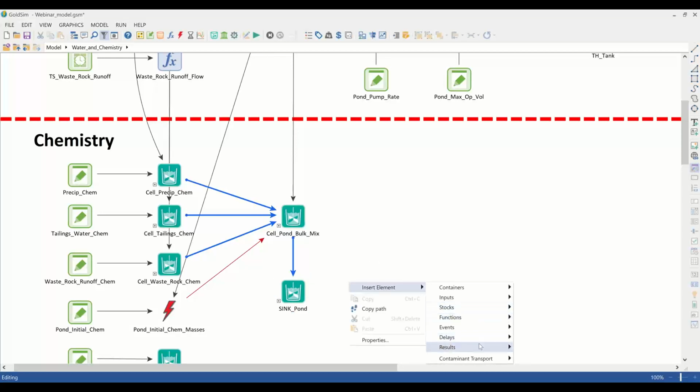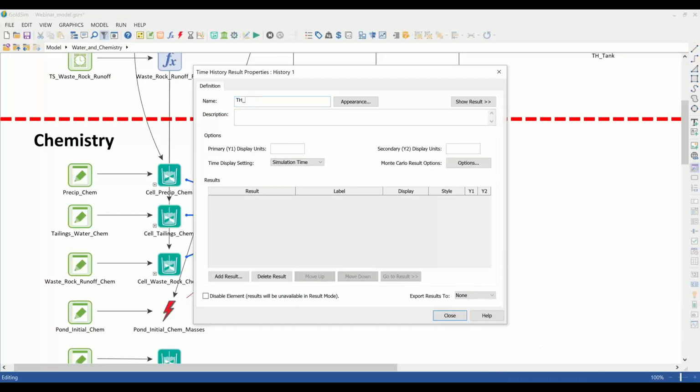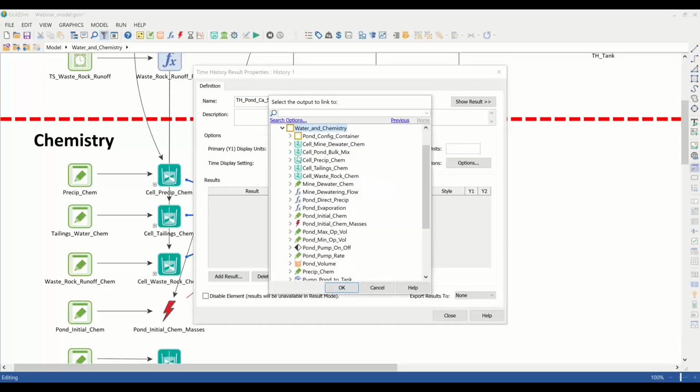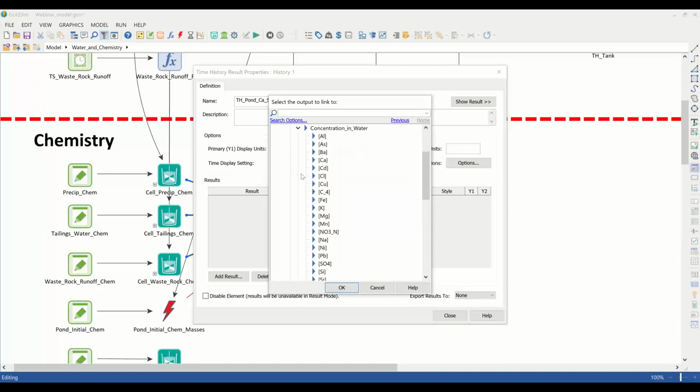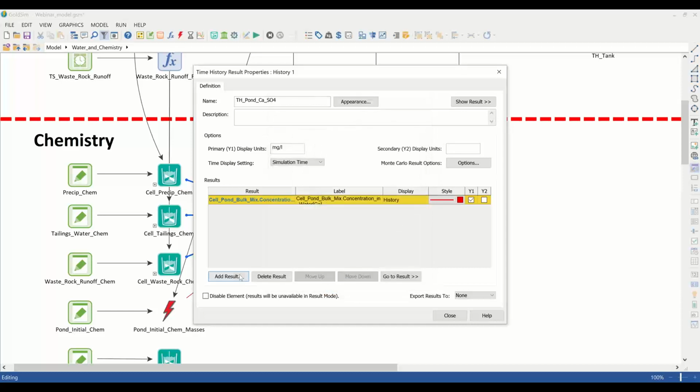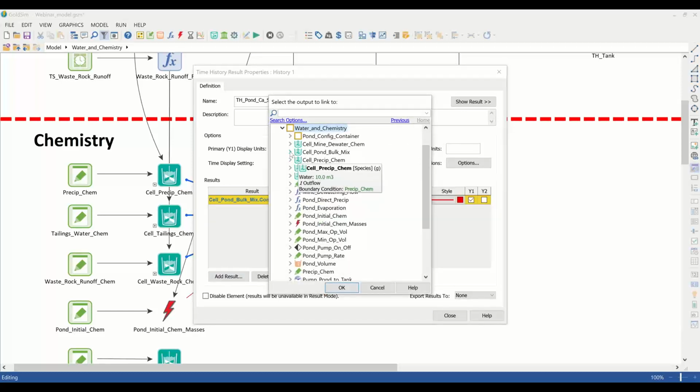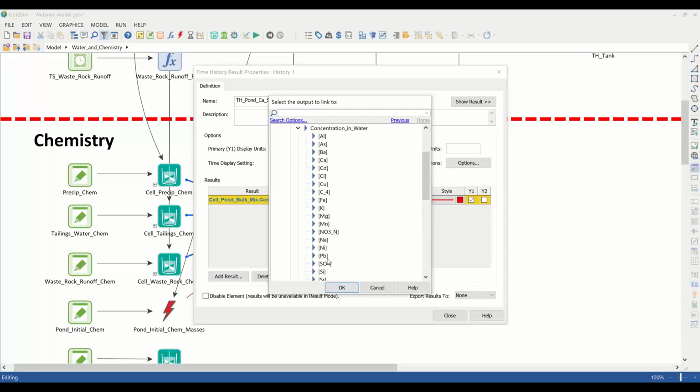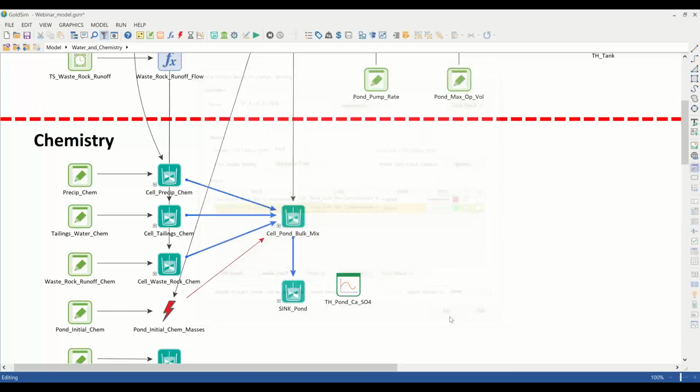So now I'll put in a time history, and I will just look at something like calcium and maybe sulfate. So I'll expand this and I'll go into our cell. And if you expand this, you can see there's an entry called concentration in water. If you expand that, then you can pick whichever chemical component you want to show in the time history. So I picked calcium and sulfate. So I'll run the model here and we can check the result.